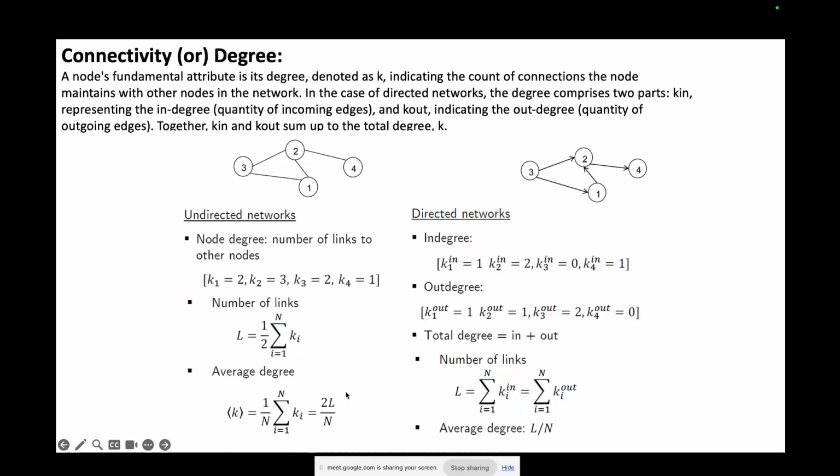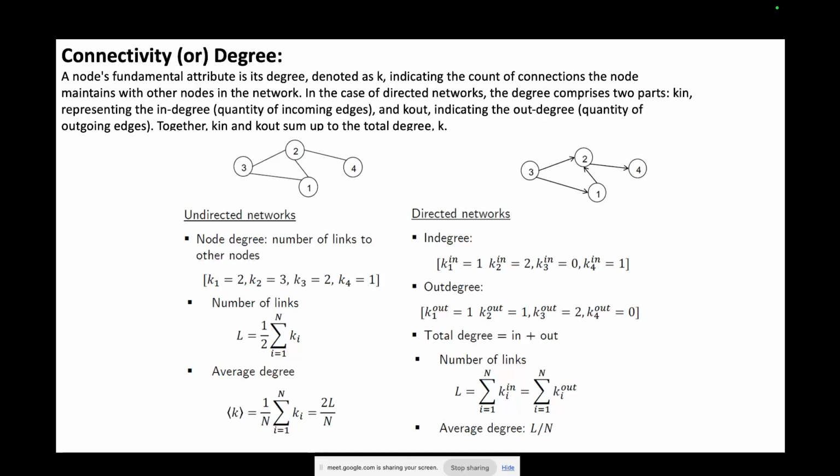Here the average degree in the undirected case was 2L by n. In our case, since we are considering in and out separately and calculating L separately for in and out, it is basically L by n. So this is the most fundamental parameter by which we judge a graph, the degree.